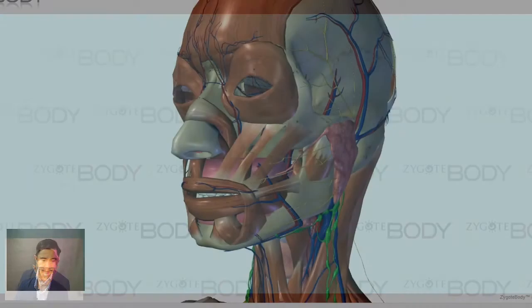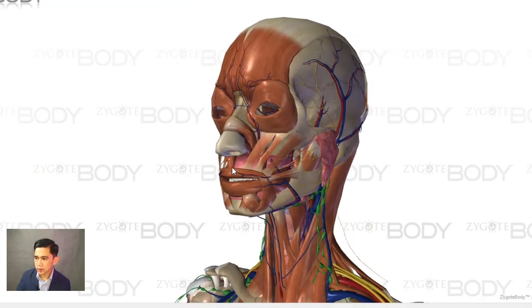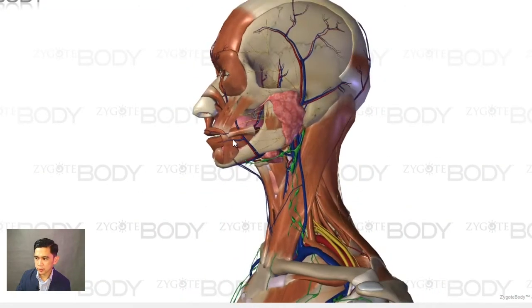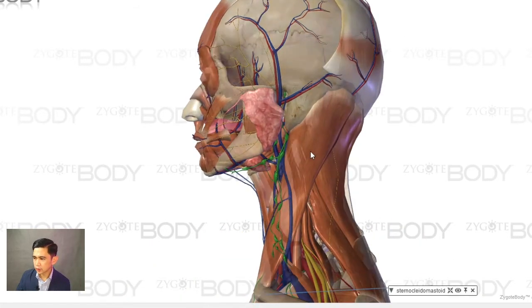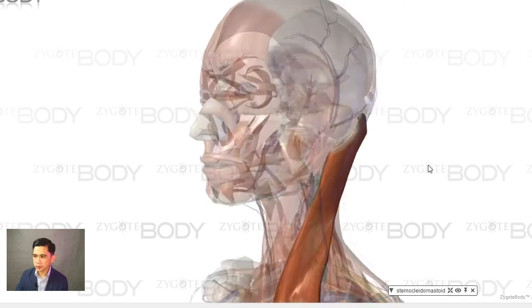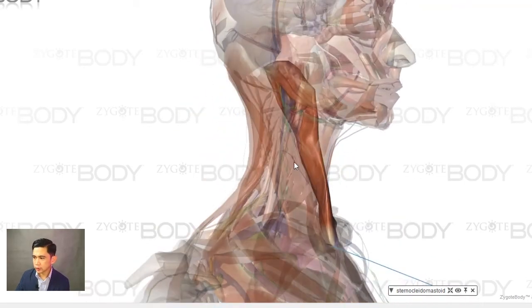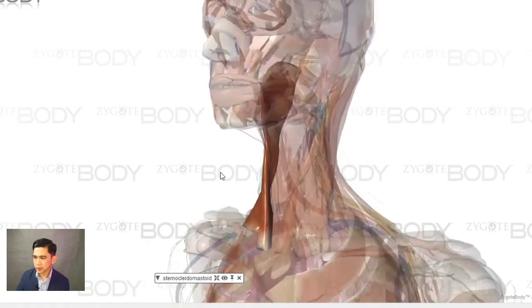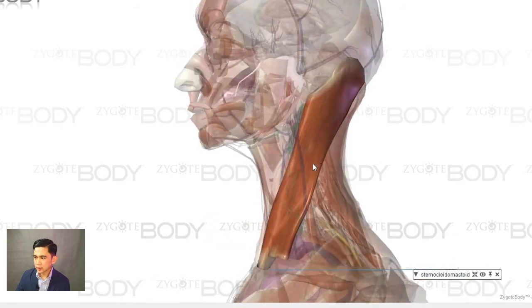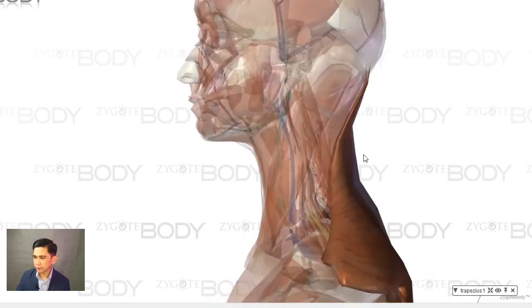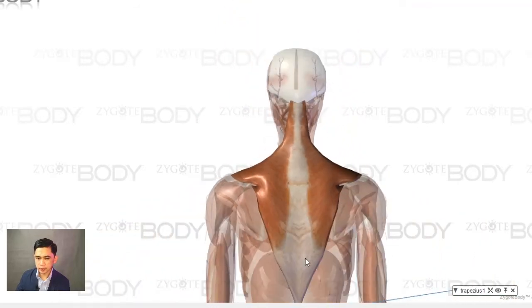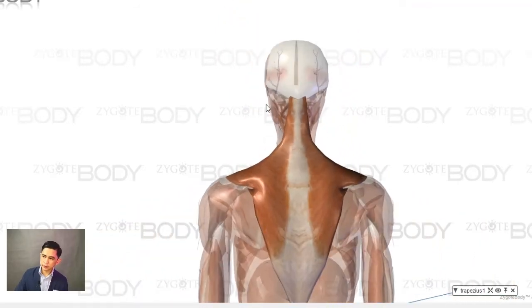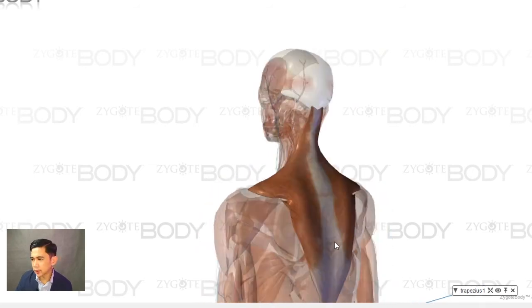Let's go now to our Zygote to take a look at the back muscles. So we have here the muscles. This is the sternocleidomastoid muscle. We have one on both sides. No? Okay. Now here we have the trapezius. No? So notice that this is a diamond-shaped muscle. It spans from the head, shoulders, into the lower back.